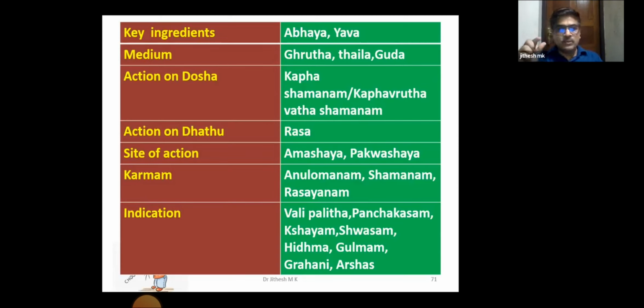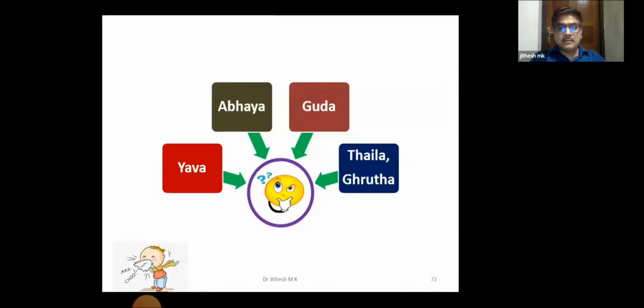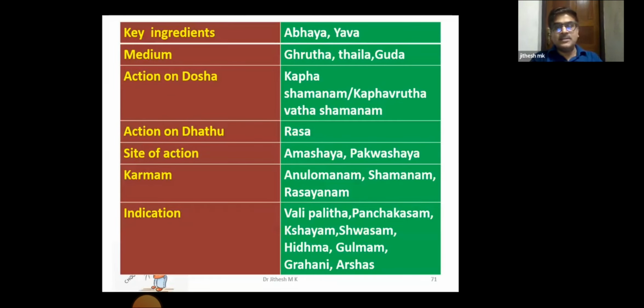The action of Dhatu is Rasa. Then the site of action is Amashaya and Parshvashula. Then the karma, the indications, there are some interesting indications: Vali Palita Nashana, Panchakasa and Kshaya, Swasa, Hikka, Gulma. There are some other unexpected indications here. So here now we will see why the Acharya included this.